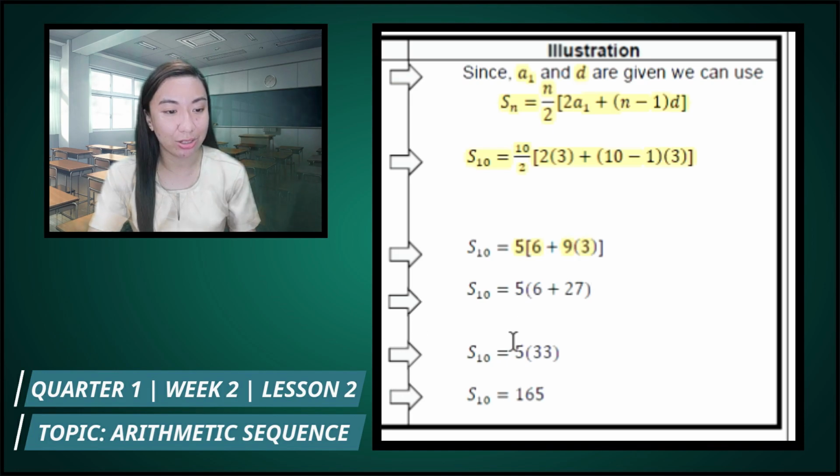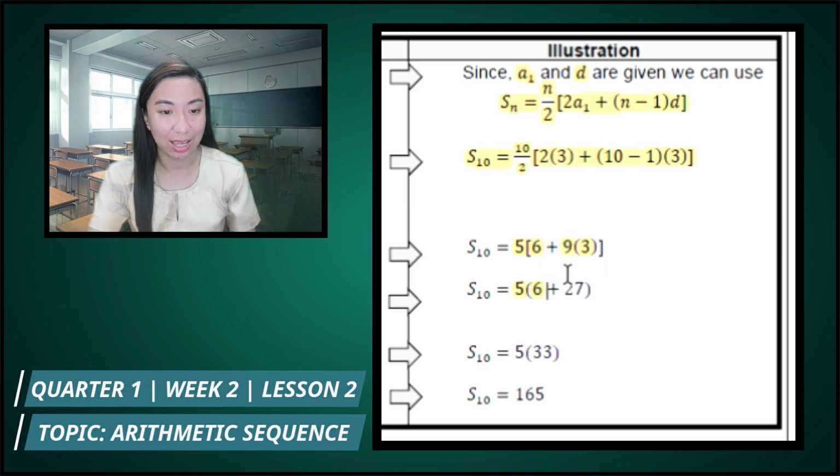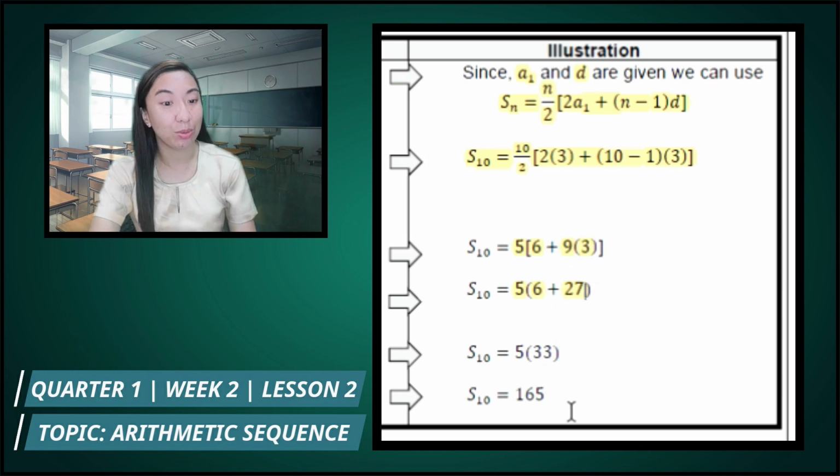Next is to add the terms inside the parenthesis and then multiply the factors. So we'll have this solution. We can now have S sub 10 is equal to 5 times the quantity of 6 plus, so we can now multiply 9 times 3 and we get 27. Next, we will simplify further. We have S sub 10 is equal to 5, and then add the terms inside the parenthesis. So we have 6 plus 27 is 33.